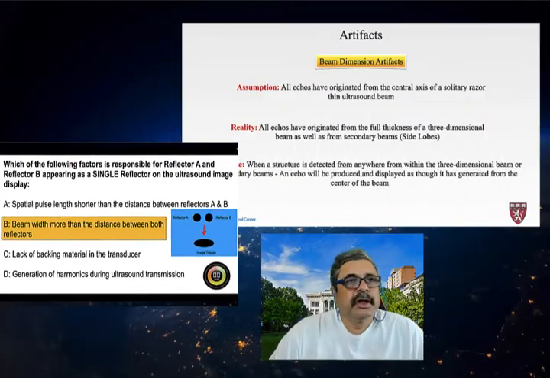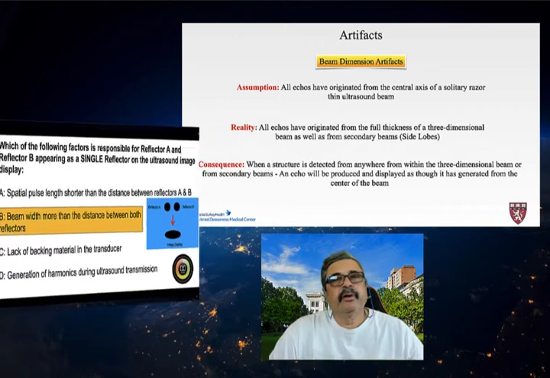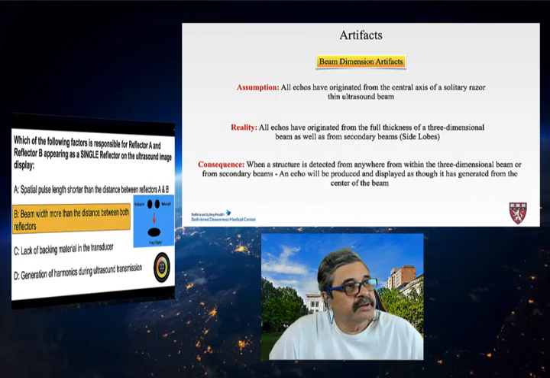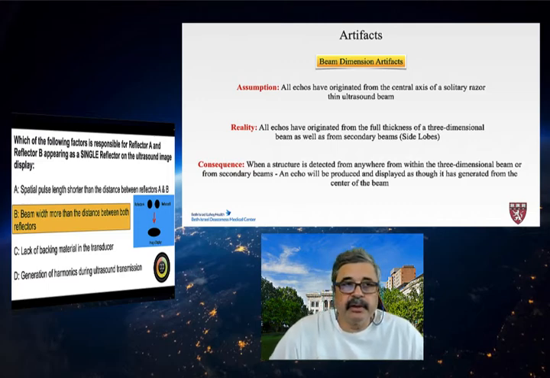So this question relates to lateral resolution of beam width artifacts. The assumption during transmission and reflection of a sound wave is that all echoes have originated from the central axis of a solitary razor-thin ultrasound beam. Well, that's not the case. In reality, all echoes have originated from the full thickness of a 3-dimensional beam, as well as from secondary beams, that is the side lobes or grating lobes.